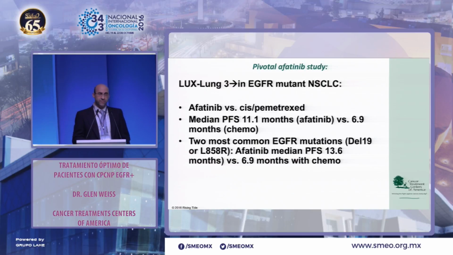And then moving forward, in a more recent study with afatinib, which is an irreversible tyrosine kinase inhibitor of EGFR, this was one of the first studies looking head-to-head in an EGFR mutant population compared to what would be considered a more traditional cytotoxic therapy of cisplatin pemetrexed. The median PFS for afatinib was 11 months compared to just under 7 months for chemotherapy, and the population that seemed to derive the most benefit were the usual suspects for EGFR mutations, deletion 19 and L858R.